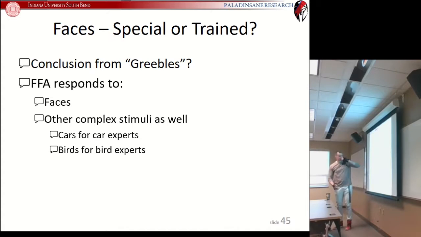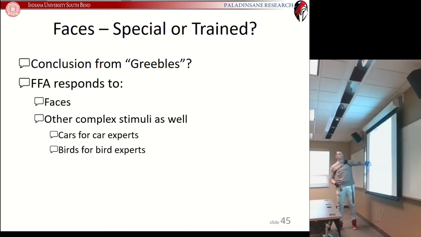So cars for car experts activate the fusiform face area. Birds for bird experts also activate the fusiform face area. So if you're one of those avid bird watchers and you're trying to have your big year, when you see a bird, your fusiform face area will start lighting up. Your fusiform face area will not light up if you see a bird and you're like, well, that's a big bird or that's a black bird. But it will light up if you're like, oh, that's a southwestern white-necked raven, right? That's when your fusiform face area seems to be involved.